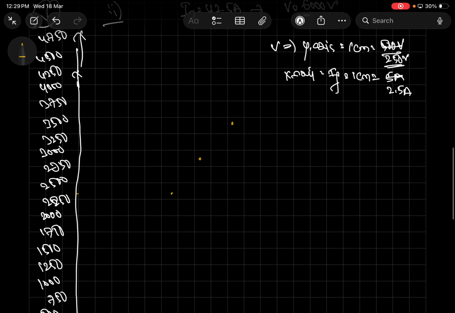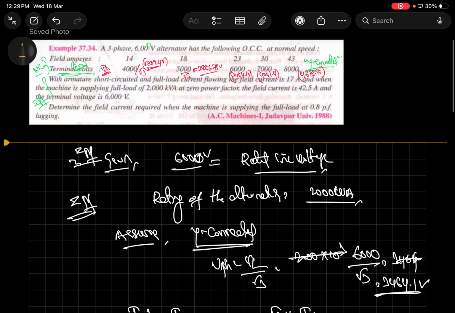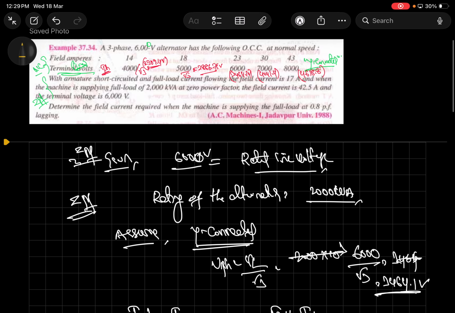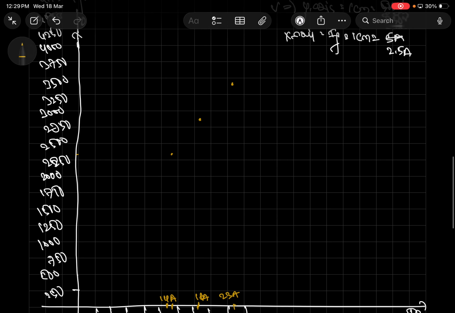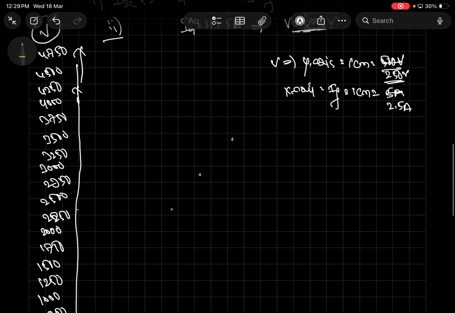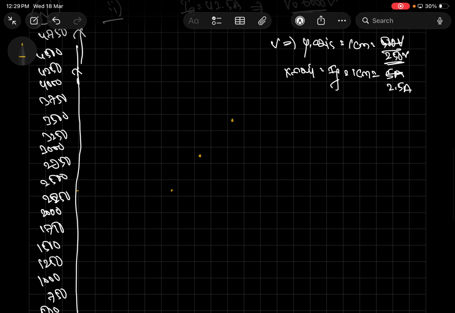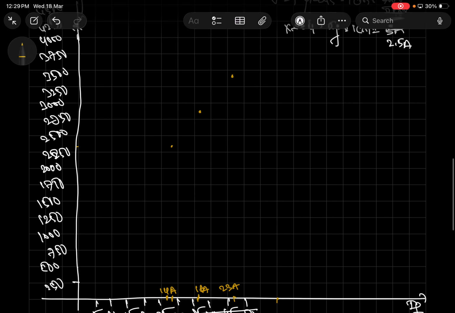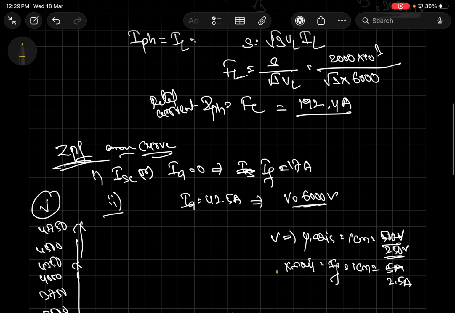Okay. Next one is 4041. The current is 30 amps. For 30 amps, 4041. So you cannot draw exactly, but try to draw approximately at least 4041.